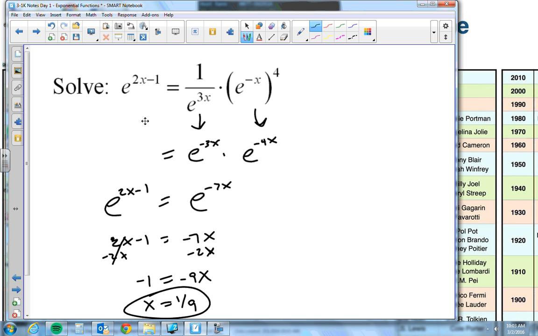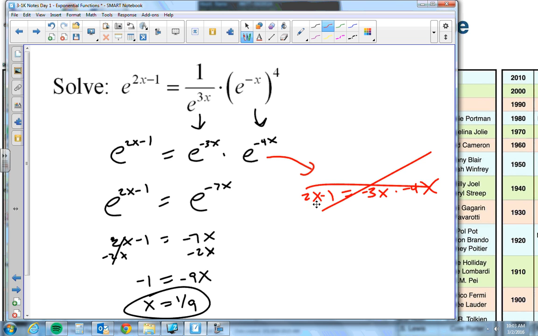One thing I do want you to appreciate is here, let me put this here again. And what people will do is they'll get to this point, let's say, and then they'll say, oh, well, that means 2x minus 1 equals negative 3x times negative 4x. And no, you can't do that. If you do this, you will not get the same answer at all. You have to get it like this first. And think about it, what did we do here? We added exponents, right? We didn't multiply. That's your clue that this would not work.